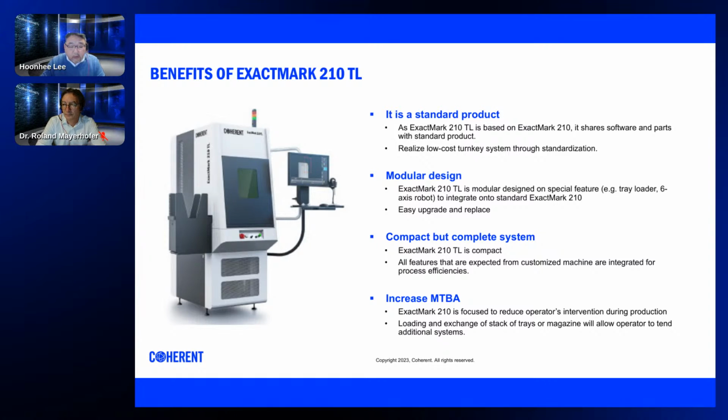ExactMark 210TL is a standard system with a modular design to adapt optional features in the field easily. Unlike inline or integrator solutions, ExactMark 210TL is compact and includes lots of features as standard features, such as a vision system and a barcode scanner. And most of all, this machine is designed to increase MTBA to save on operating cost. Increased MTBA means a single operator can tend more machines or work on other tasks longer.